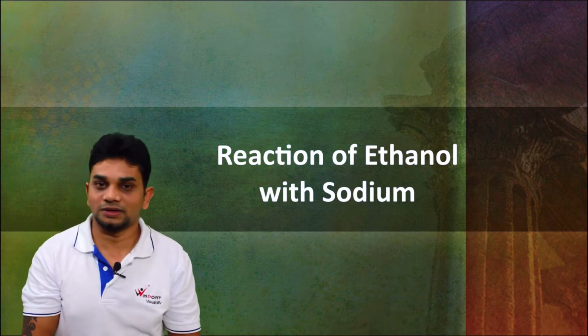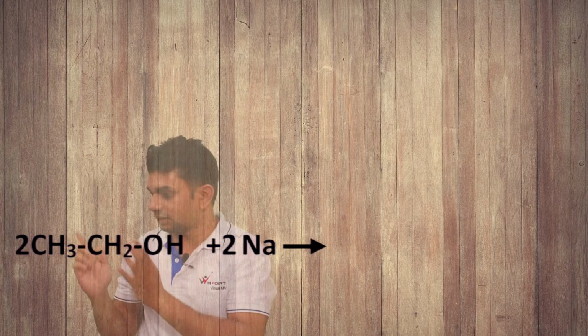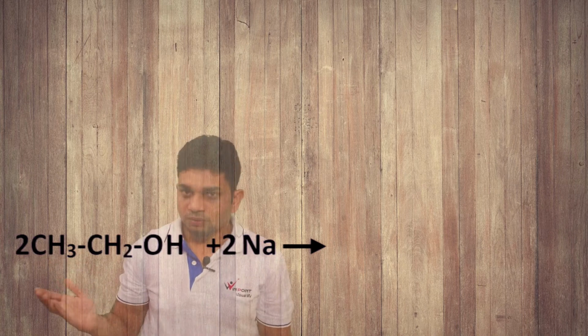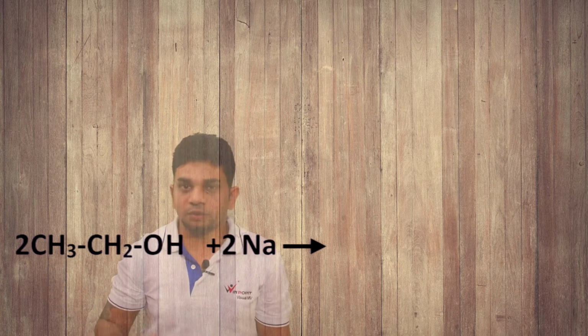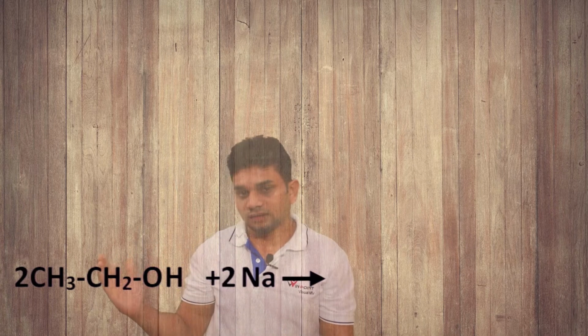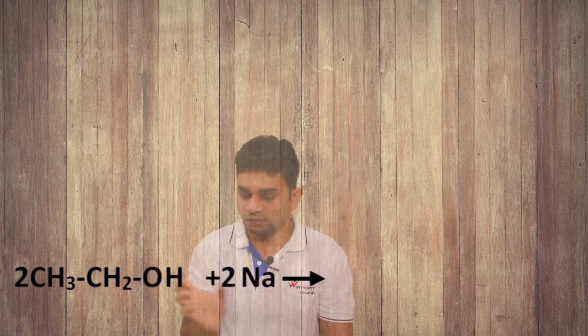First we can write the equation. Ethanol means CH3CH2OH. I am going to write the balanced equation. You need to learn the balanced equation. So it is 2CH3CH2OH, ethanol, plus 2Na. This is the reaction of ethanol with sodium.